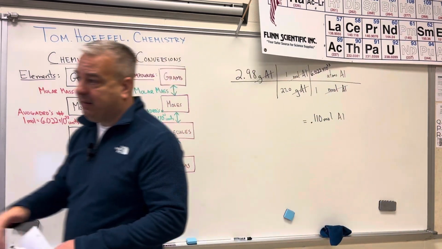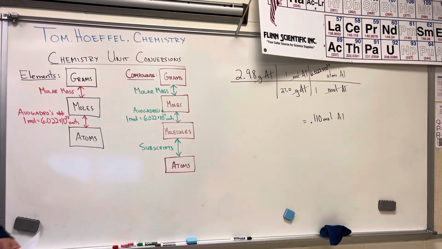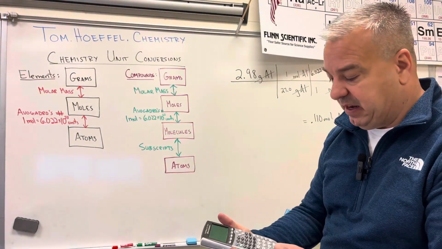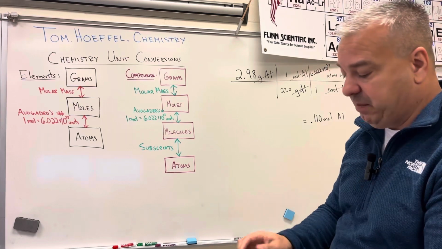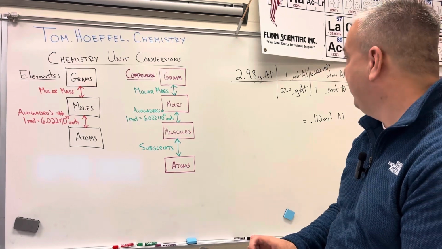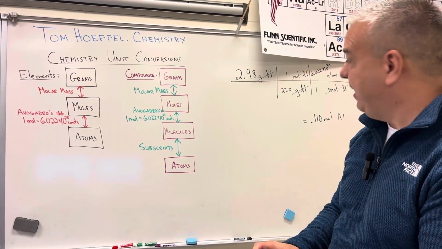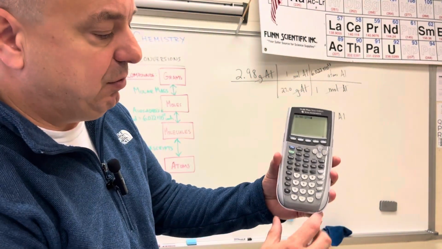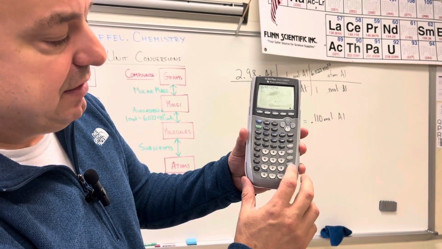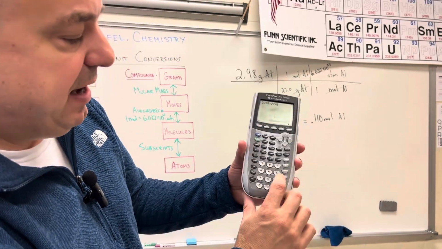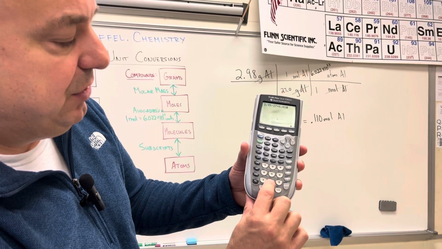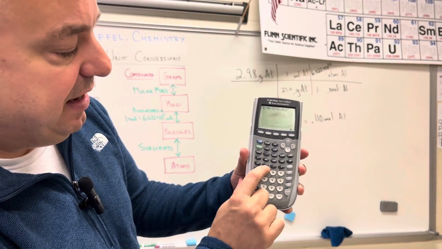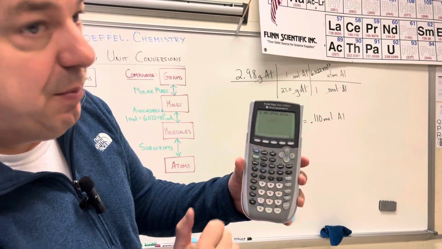Now, I know a lot of schools use this Texas Instruments calculator. So the way I would probably put this in, 2.98, I'm going to divide by 27, and then I'm going to multiply by 6.022 times 10 to the 23rd. Okay, so hopefully this is close enough. So I'm going to hit multiply 6.022, and to get the exponential button, you're going to hit the second button and the comma, and the big E will pop up.